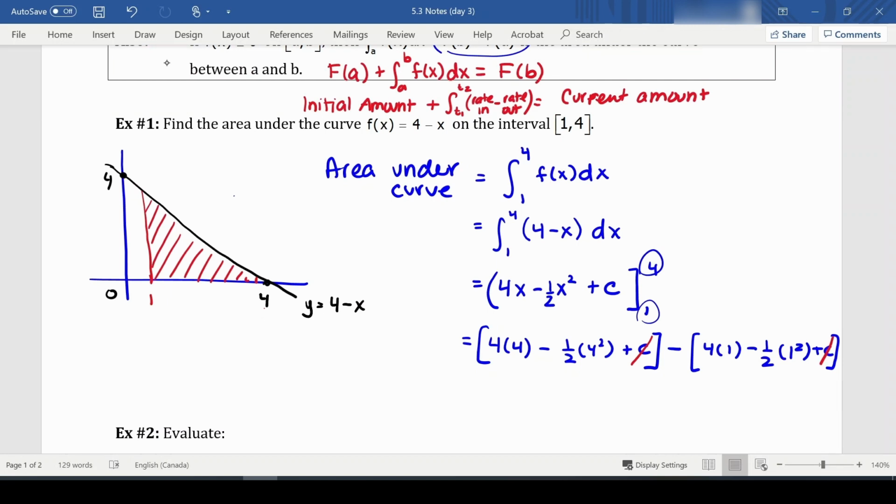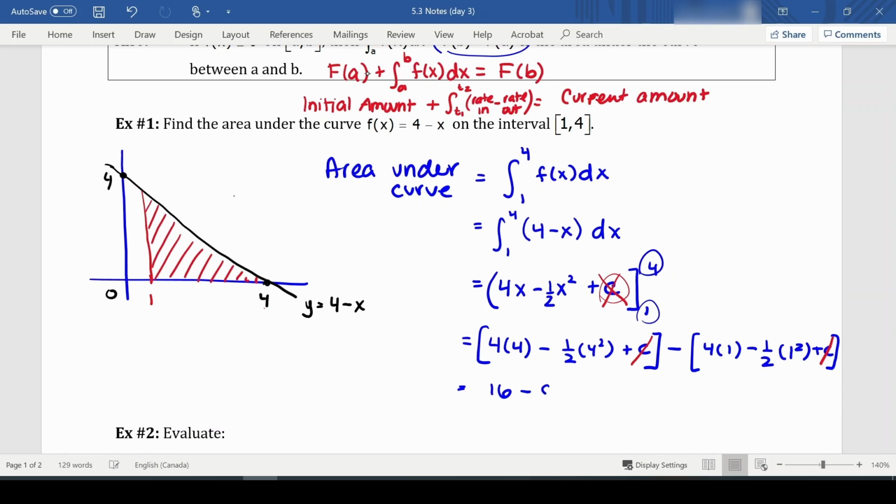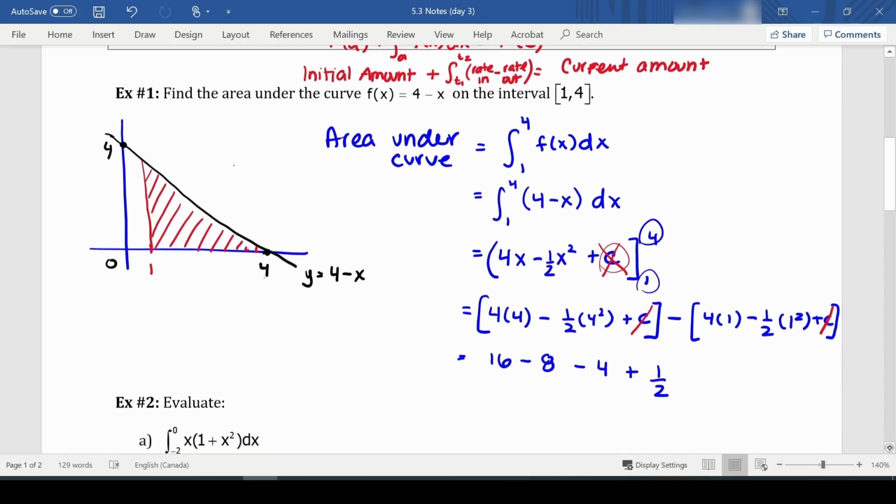So when we do a definite integral, this will always happen where this c will cancel out when you evaluate. So we don't actually need to include the constant here on definite integrals only. Okay? So only if you're actually evaluating. So this is going to give us 16 minus 8 minus 4 plus 1/2, or 4.5.